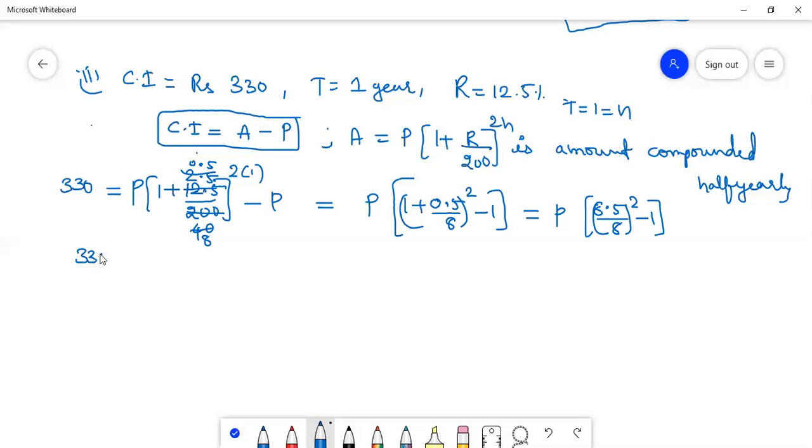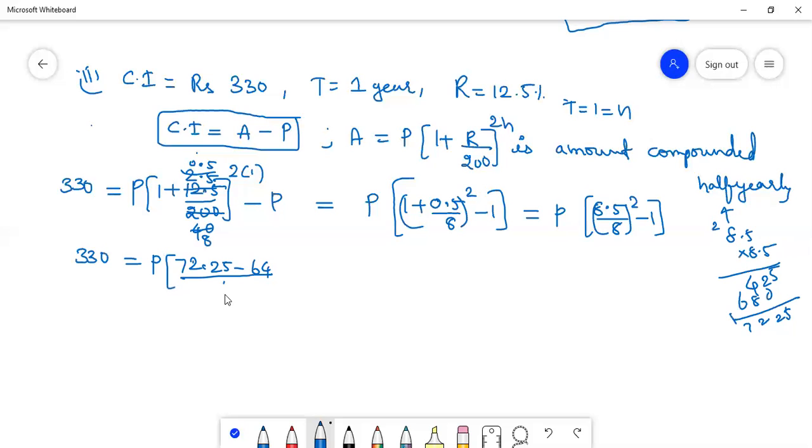Then 330 rupees is equal to P into 8.5 whole square. 8.5 into 8.5: 5 fives are 25, 8 fives are 40, 42, 8 fives are 44, 8 eights are 64, 68, giving 72.25, minus 8 eights 64, by 8 eights 64. Subtracting 64 from 72.25, it is 8.25. This is P into 8.25 by 64.